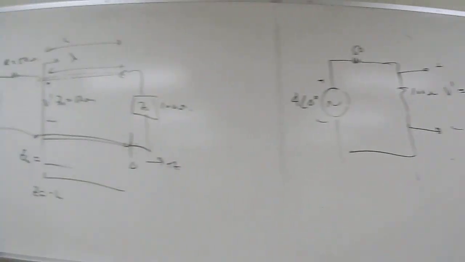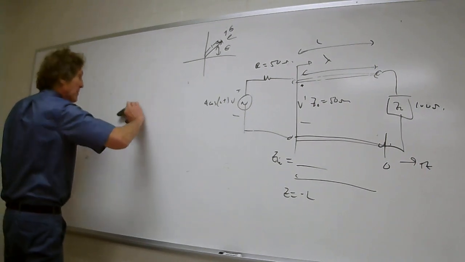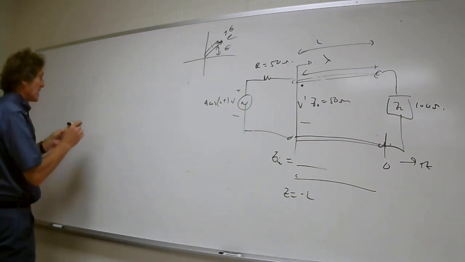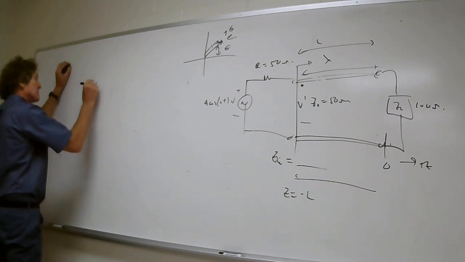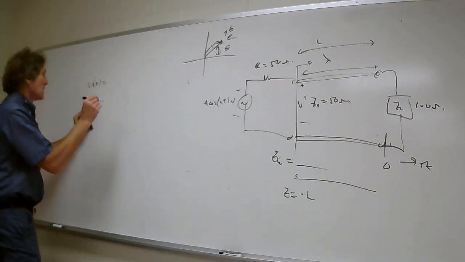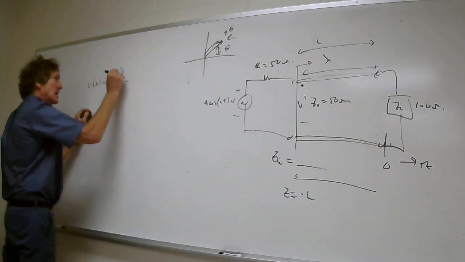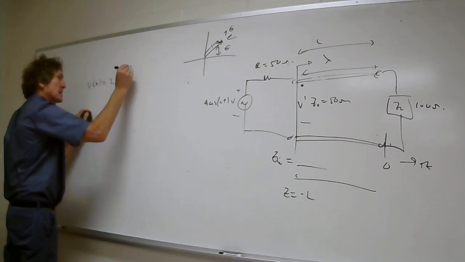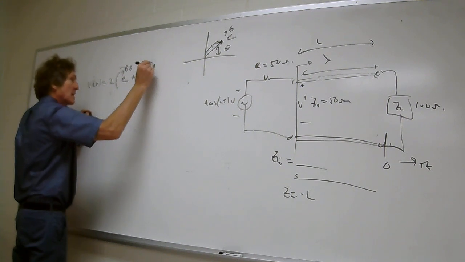You can get it anywhere, but this is interesting. Halfway between the load and that, when we look at this, we have V of Z is equal to V0 plus, which is 2, right? So it's 2 times E to the minus J beta Z plus reflection coefficient times E to the plus J beta Z, right?